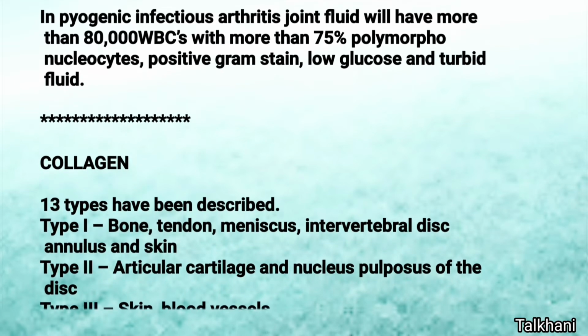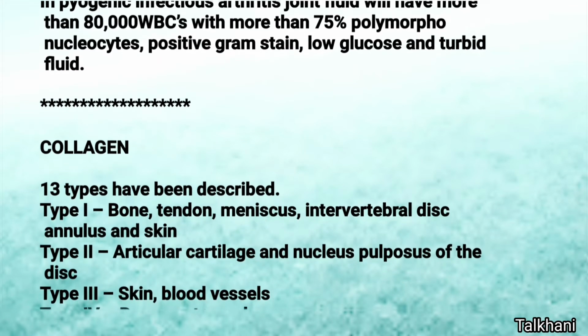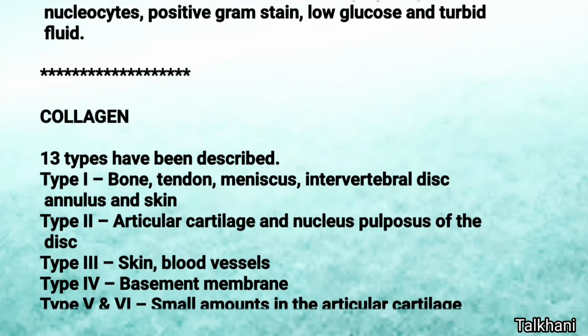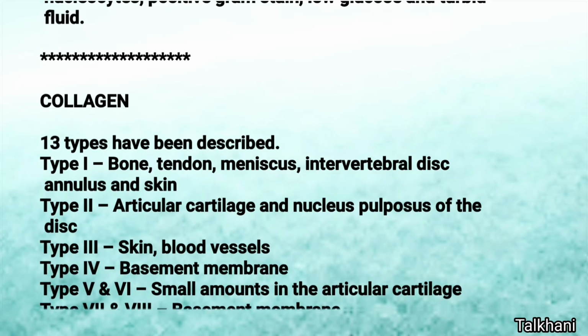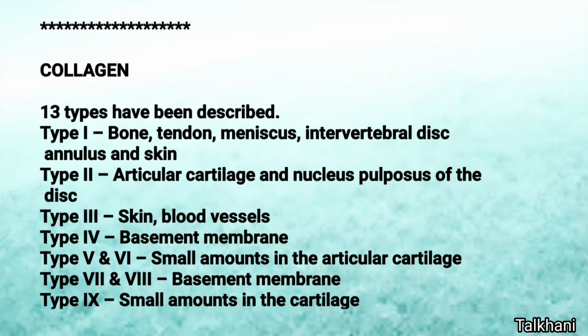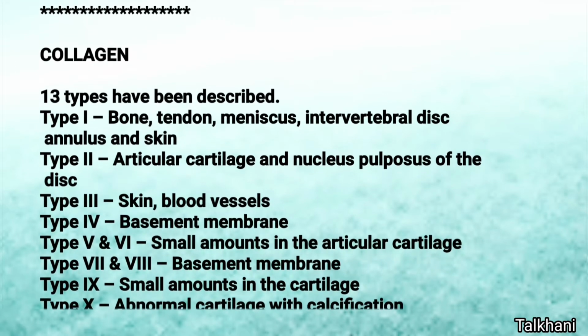Most important ones to remember are type 1 collagen, which is present in bone, tendon, meniscus, annulus of intervertebral disc, and the skin. Type 2 collagen, which is found in the articular cartilage and nucleus pulposus of the disc.